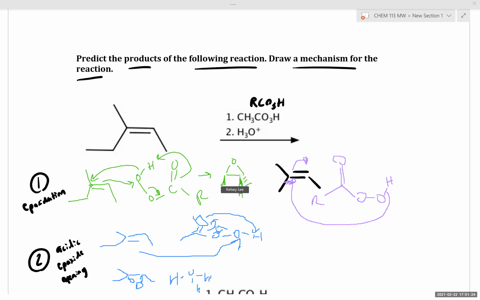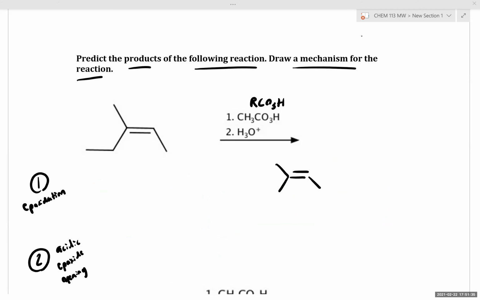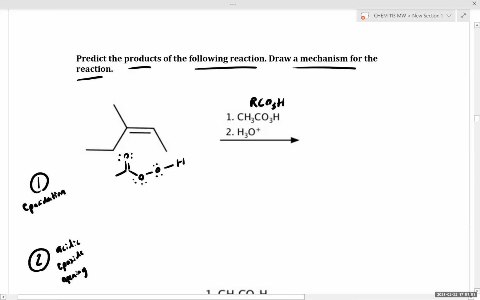Okay, so to give us a bit of a landmark before we continue, what I'm going to do is draw out that first step, the epoxidation step. And from there, we can build on it. So for this first step, for epoxidation, we have our peroxy acid. Okay, so the main thing to note for this epoxidation is it's a concerted mechanism.